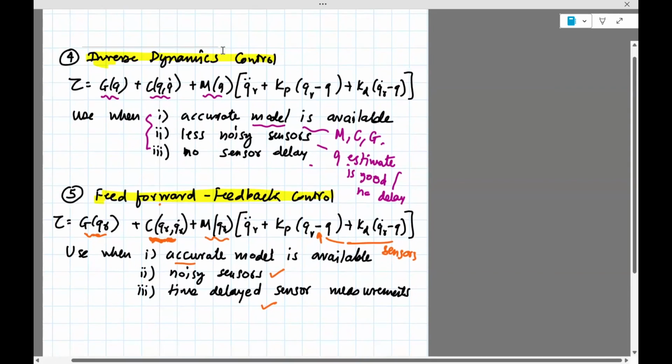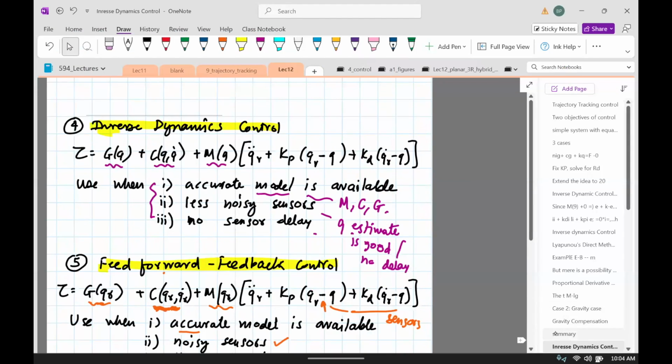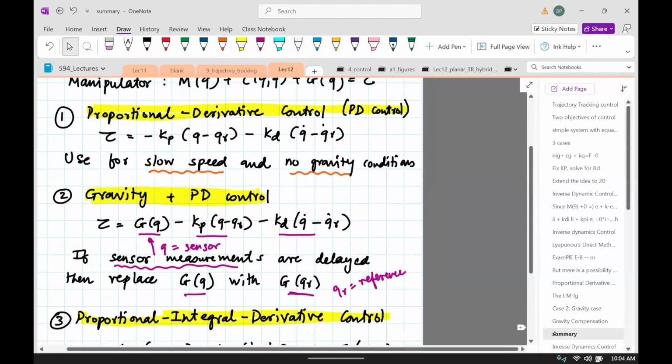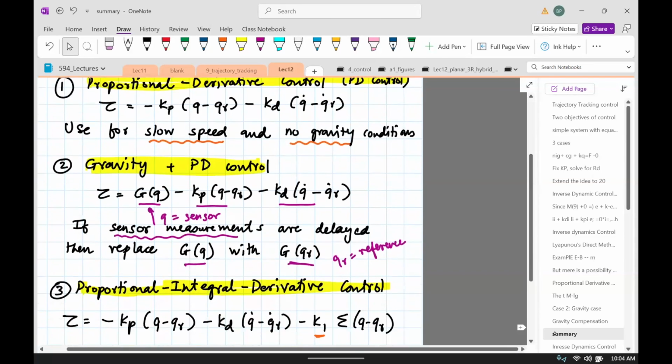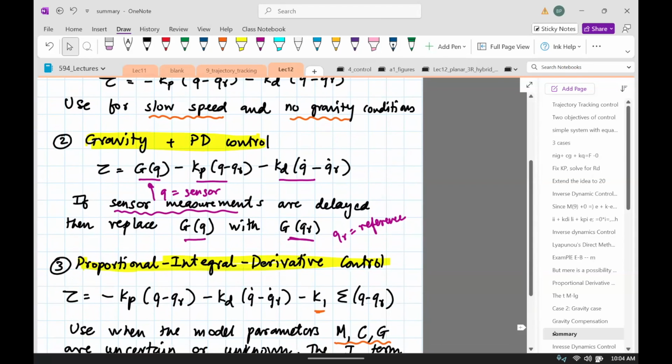Okay, so those are the 5 controllers which we talked about, and I showed you the rationale behind tuning Kp and Kd based on damping, right? And then the reason for having gravity and PID is to cancel off the steady state error, and I also showed you the Lyapunov function.